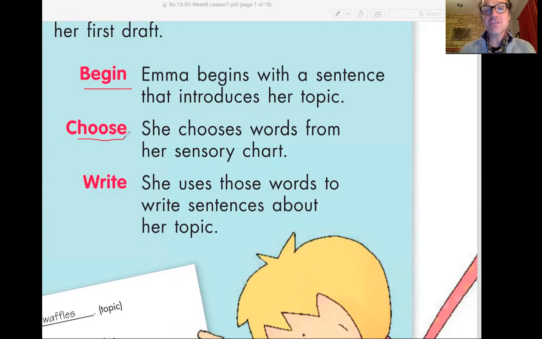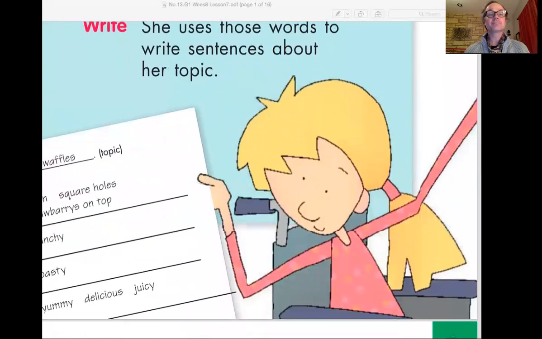Do you remember the sensory chart? It's when we talk about what does something smell like? What does something taste like? What does something look like? What does something sound like? What does something feel like? Using the senses of our body. So she chooses some words from the sensory chart, and then she writes. She uses those words to write sentences about her topic. So that's how Emma does it, and that's how we're going to work on doing it today.